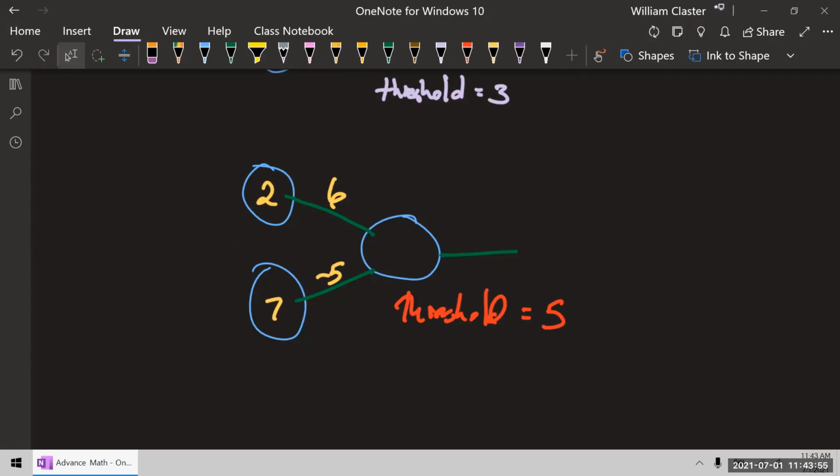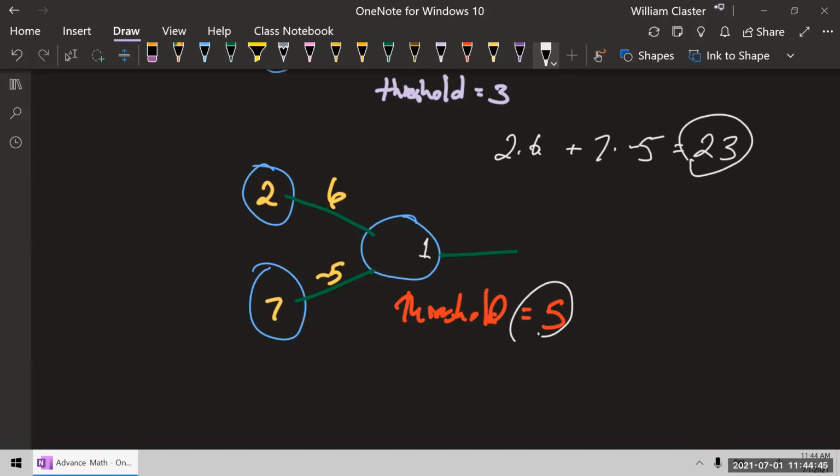I think that is maybe 2 times 6, plus 7 times -5. Which is what? That's 12 plus -35. Is that 23? Okay, good. And the threshold is 5, so? So we either output a 1 or a 0. So it's 1, I guess. We output 1 because we got over the threshold. 23 is higher than 5. We got over the threshold, so we output a 1.